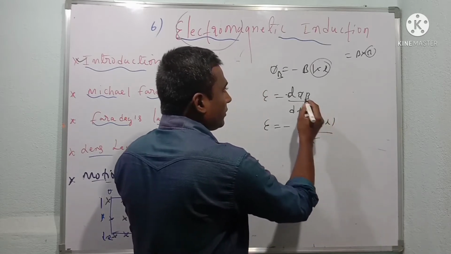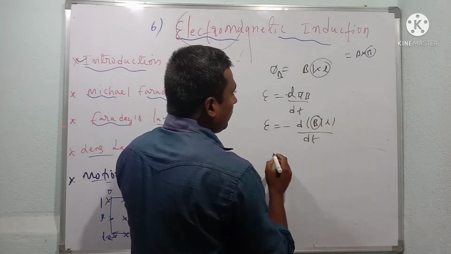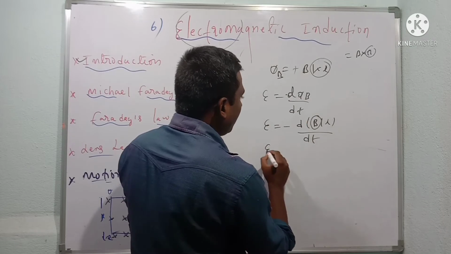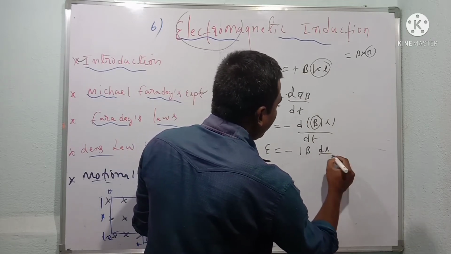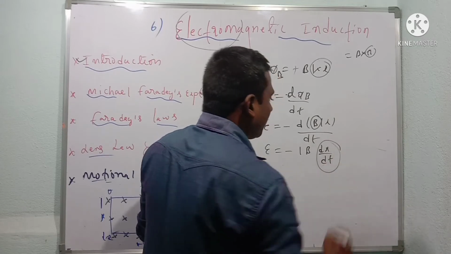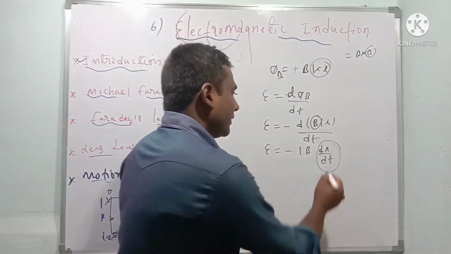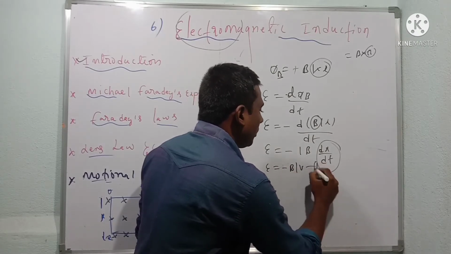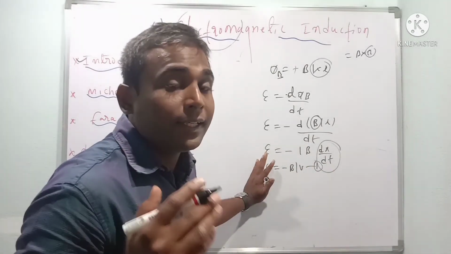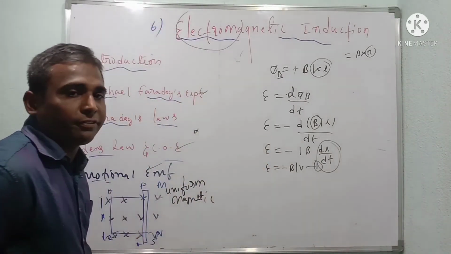So it becomes E is equal to minus d(BLX) by dt. I take the constant terms outside. Then E is equal to minus L B dx by dt. According to calculus, dx by dt is nothing but velocity, so we can write E equals BLV. This is called equation 1. This is the EMF in motional EMF.